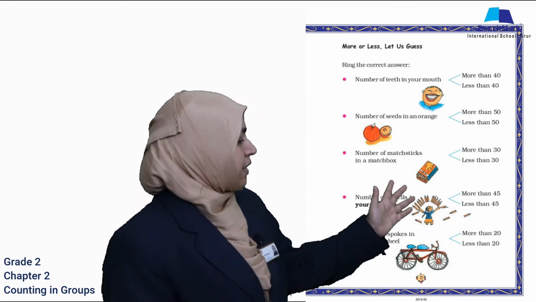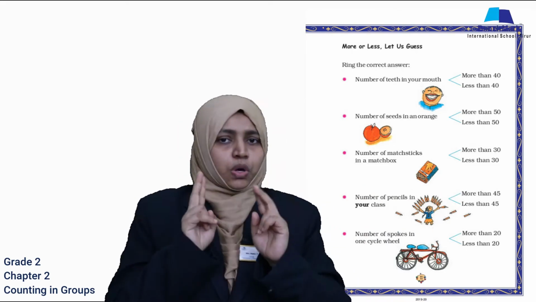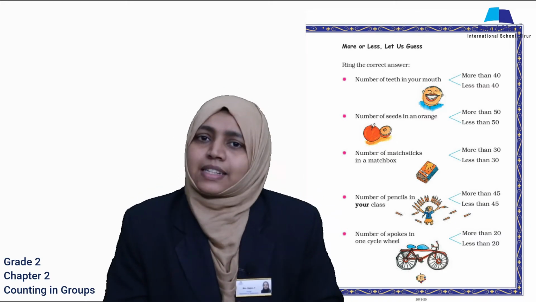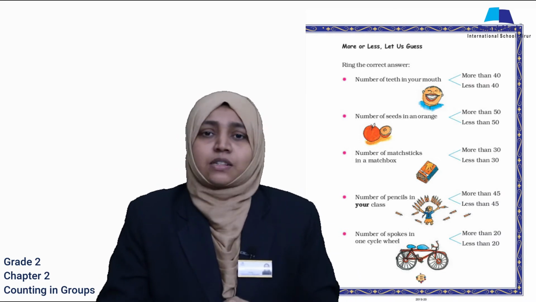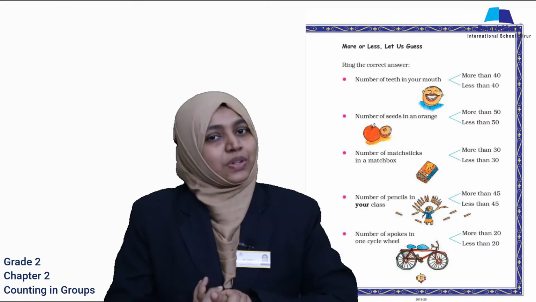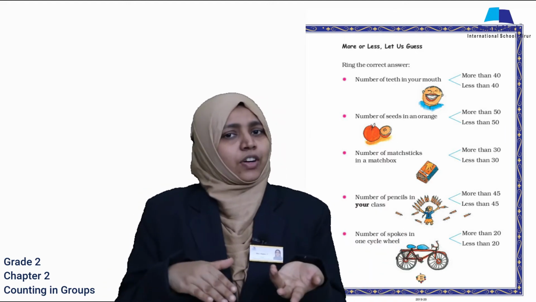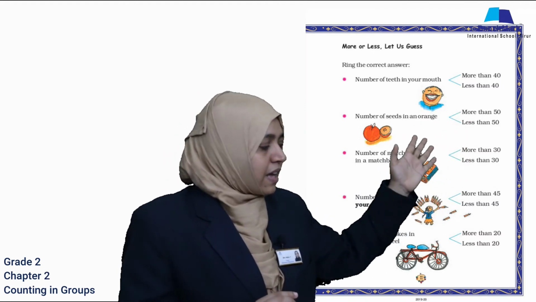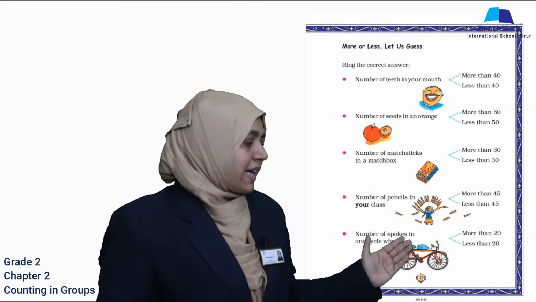The first question there is about the number of teeth in our mouth. And 2 options are given there: more than 40, less than 40. Which is correct? Can you tell me how many teeth are there in an adult's mouth? Yes, it is 32 teeth. So which is correct? Is it more than 40 or less than 40? Yes, it is less than 40. In the same way, 4 more questions are there based on more and less. So you just complete it.